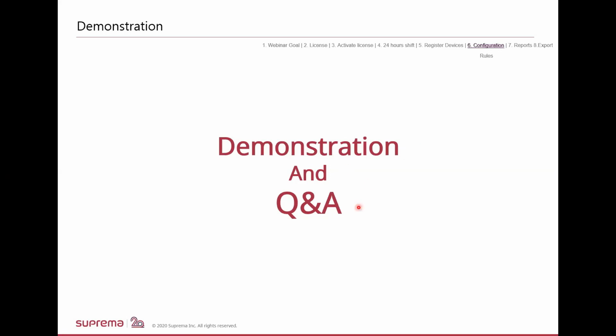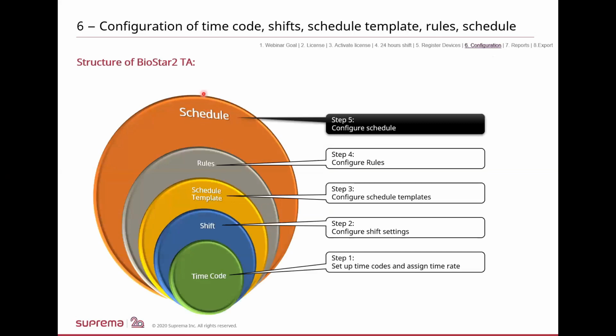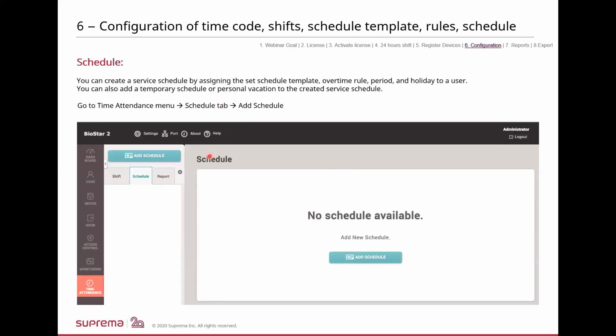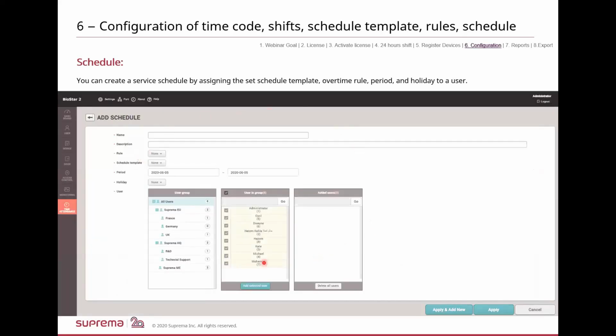So let's go to the last step in the configuration, which is the schedule. This is after you set up all these parameters: time code, shift, schedule template, and rules. This is where you are going to assign all of those, including the users, inside the schedule. Go to the time attendance module and go to the schedule tab, not the shift tab, then add schedule. This is what you are going to see.